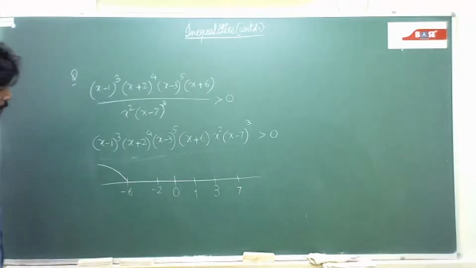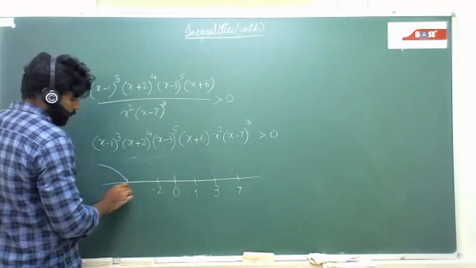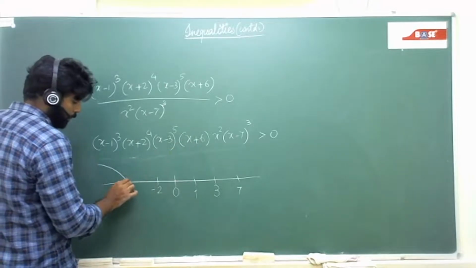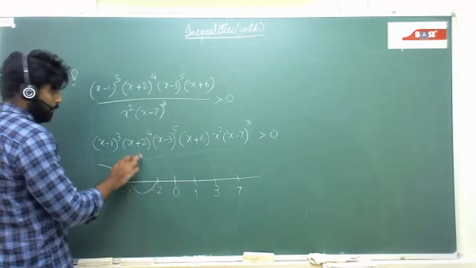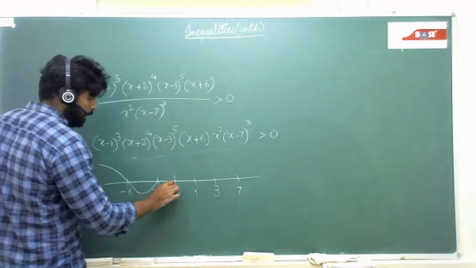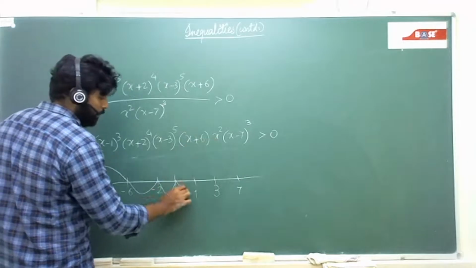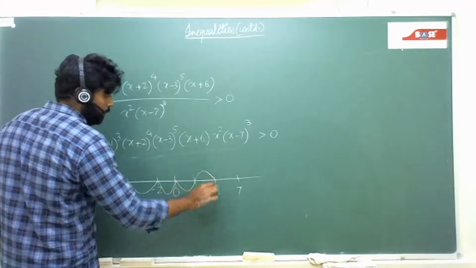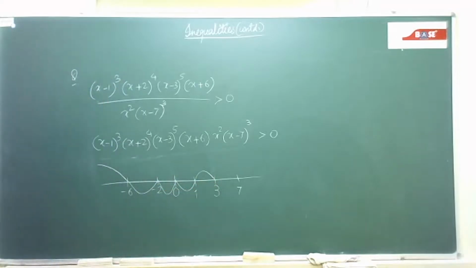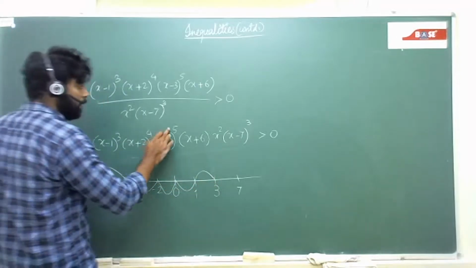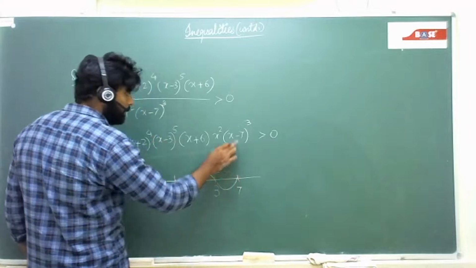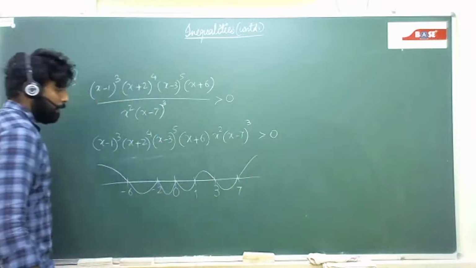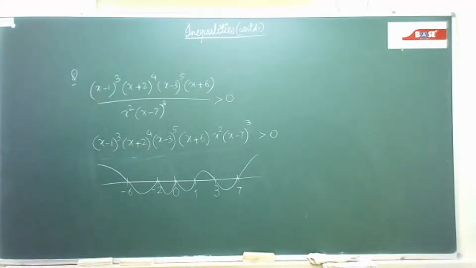Now I have told you the trick also. x plus 6, it's an odd exponent, so it will go opposite. At minus 2 we have even, so we'll go in the same direction. At 0 we have even, so we'll go in the same direction. At 1 we have odd exponent, so opposite direction. Now at 3 we have odd, so opposite direction. At 7 we have odd, so it will go like this. That's what the wavy curve.